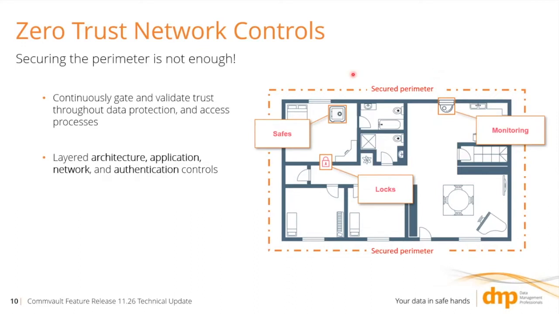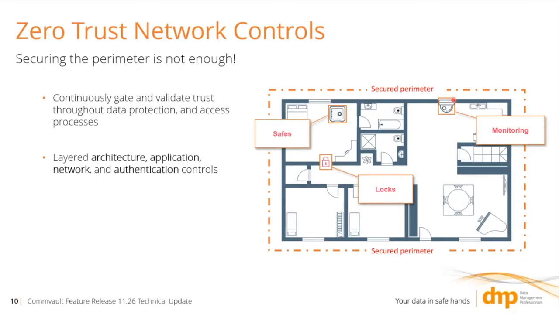So, zero trust network controls. Securing the perimeter is not enough. In this example, we have a house, and you can secure the perimeter with a fence. But there are additional tasks which you can perform to make sure that it's really safe.